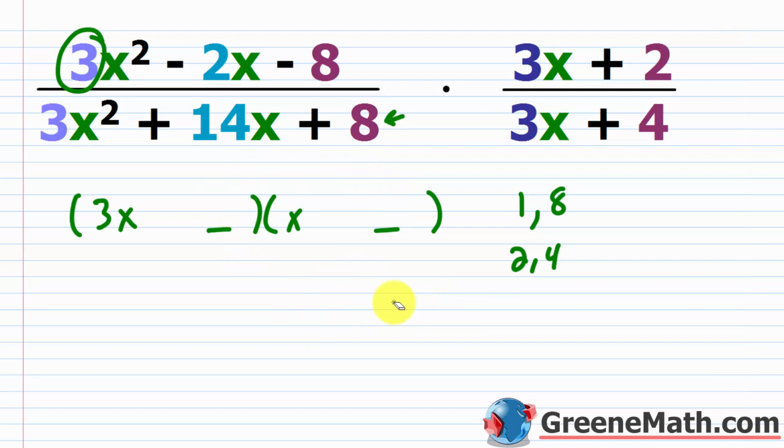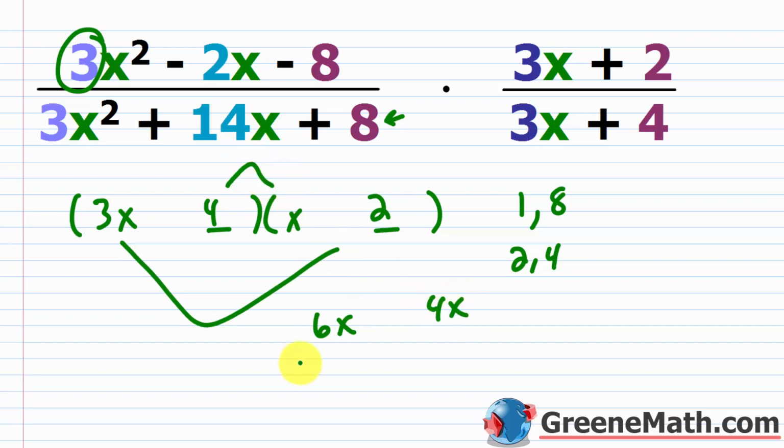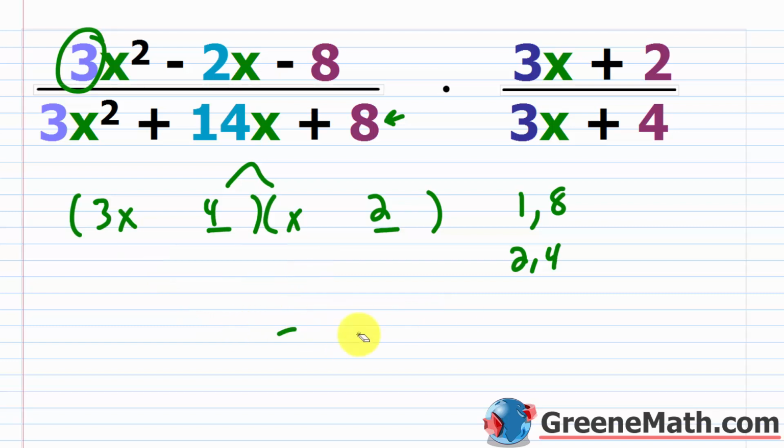Let's flip this. Let's put a 4 here and a 2 here. Well, now this would be 6x and this would be 4x, and I can make that work, right? If I made this negative and this positive, this would give me my negative 2x. And also, if I had a positive and a negative being multiplied together, I'd get my negative. So what I want here is a negative here and a positive here. So that would give me my 3x squared minus 2x minus 8.